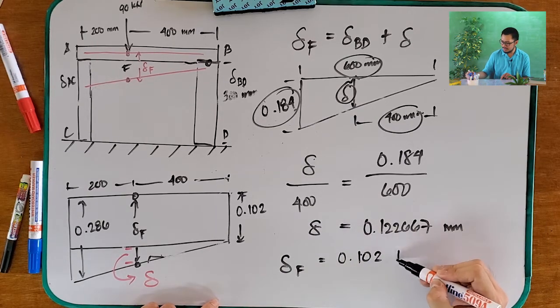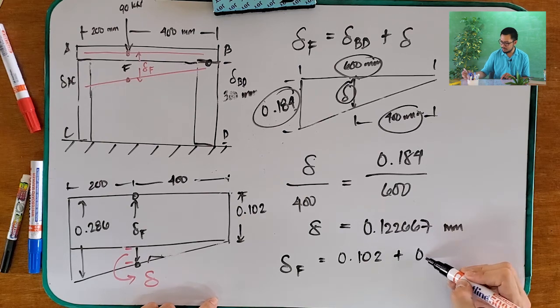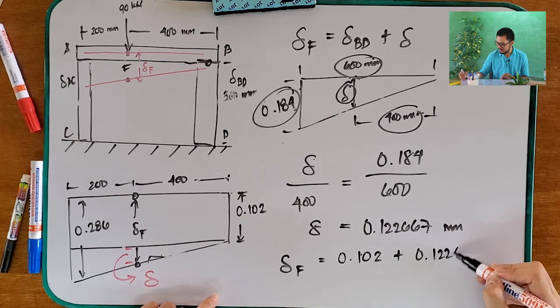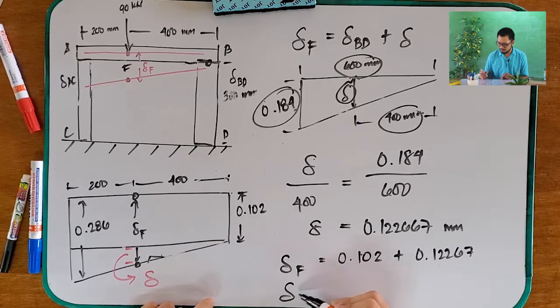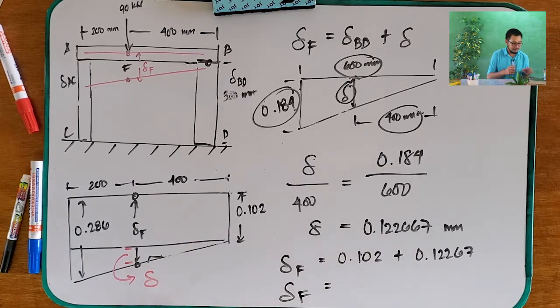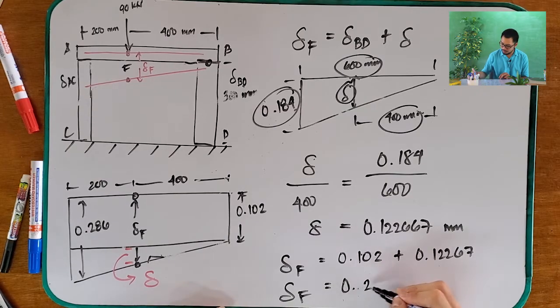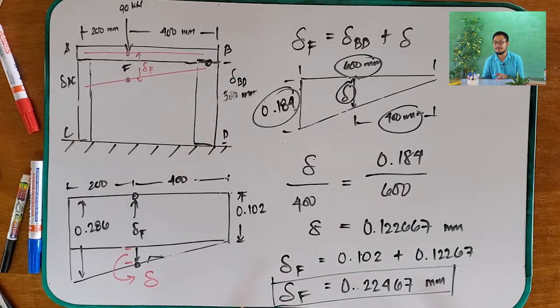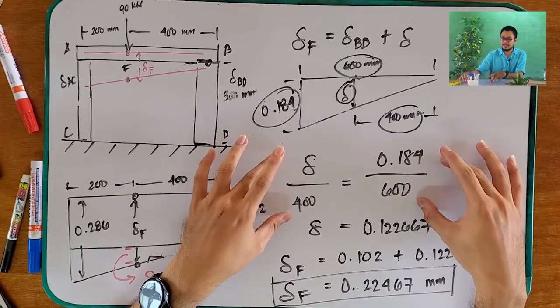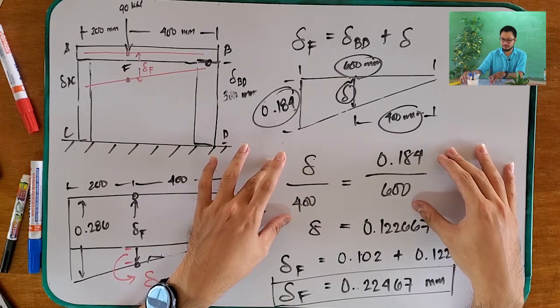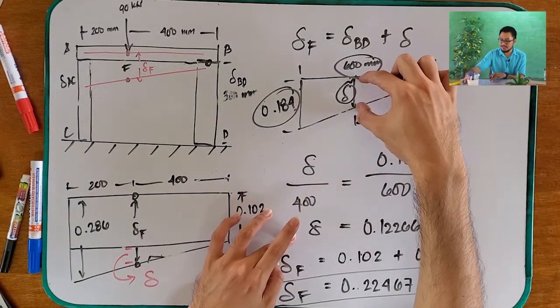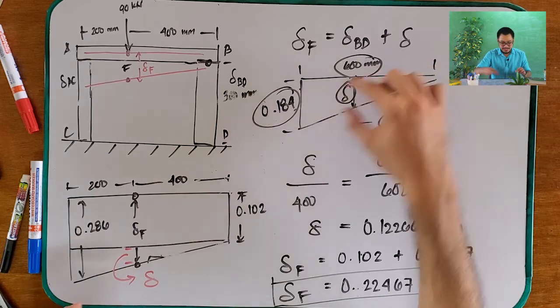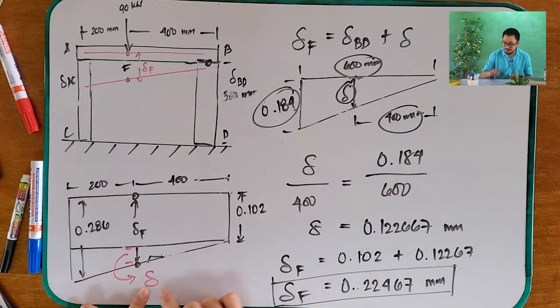So, therefore, our final answer, delta F equals delta BD, which is, how much was BD? 0.102 plus 0.12267. So, delta F is equal to 0.2247 millimeters. So, this is your final answer. What I did here was just use the equal slopes formula. Okay? And then, I wrapped this one, which is this one. But what we are looking for is this plus this, this is the delta.